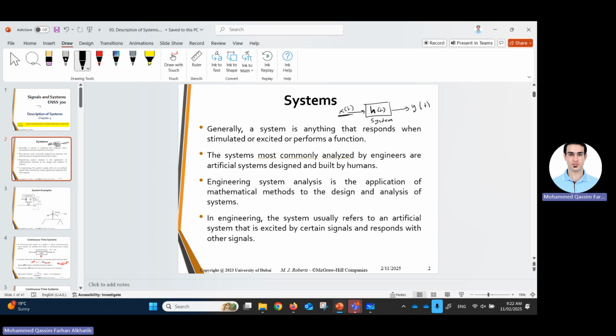The systems most commonly analyzed by engineers are artificial systems designed and built by humans. The system could be mechanical, electrical, or something digital in the computer. Engineering system analysis is the application of mathematical methods to the design and analysis of systems. In engineering, a system usually refers to an artificial system that is excited by certain signals and responds with other signals.